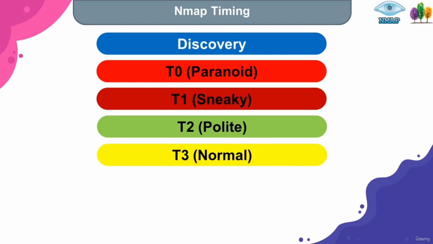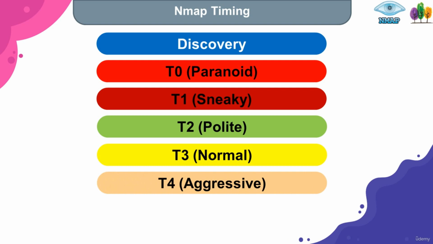T3 is our normal operation. This mode is the default NMAP timing pattern used when the T parameter is not specified. The time difference between the two packets sent is 0.1 of a second. T4, aggressive. You will use this mode when you want to send packets very quickly, and NMAP will wait only 1.25 seconds for a response. The time difference between the two packets sent is up to 10 milliseconds. Now, the official documentation of NMAP recommends the use of T4 for reasonably modern and reliable networks.